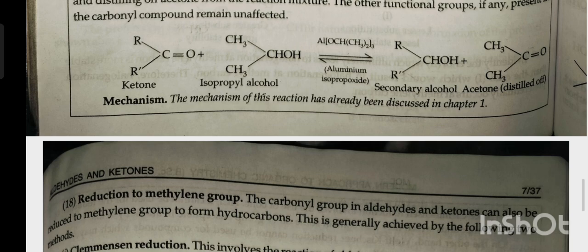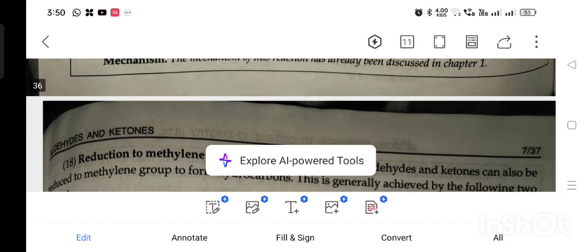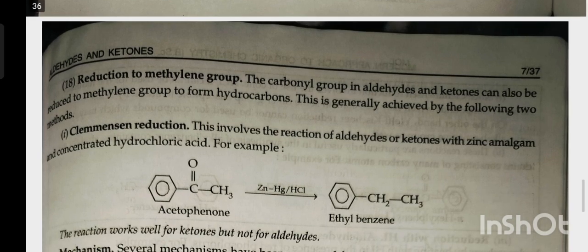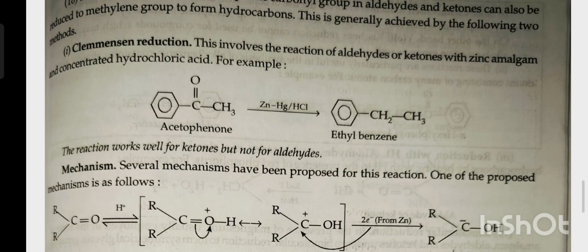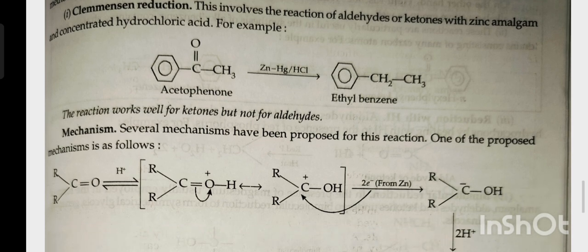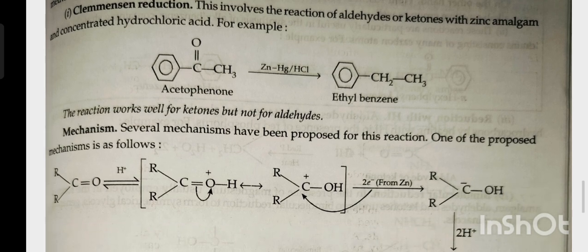18. Reduction to methylene group. The carbonyl carbon in aldehyde and ketone can also be reduced to a methylene group to form a hydrocarbon. This is generally achieved by the following two methods. First, Clemmensen reduction. This involves the reduction of aldehyde and ketone with zinc amalgam and concentrated HCl. For example, acetophenone in the presence of zinc amalgam and HCl gives ethylbenzene. The reaction works well for ketones but not for aldehydes.